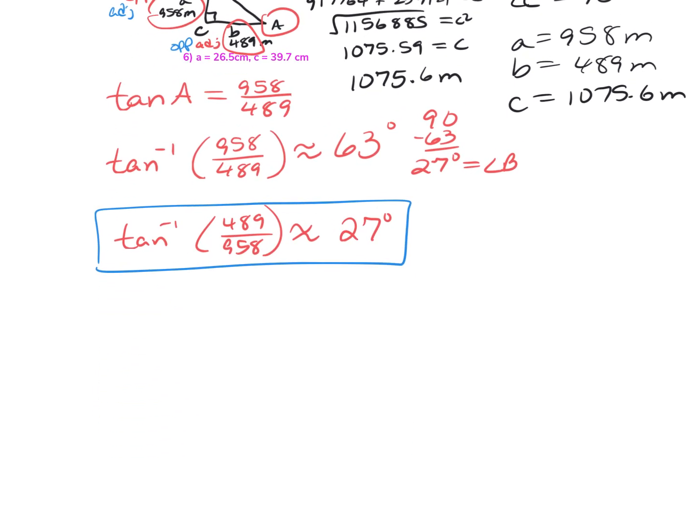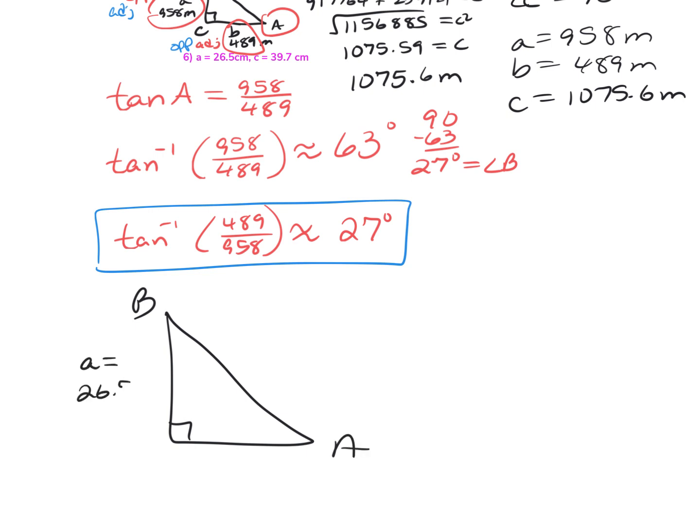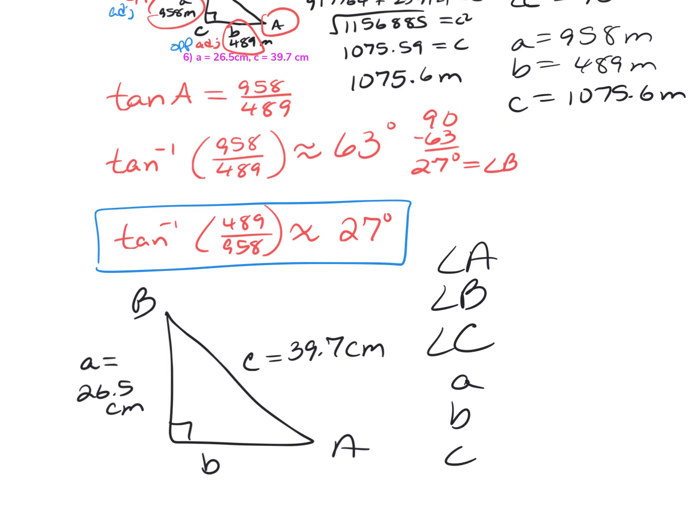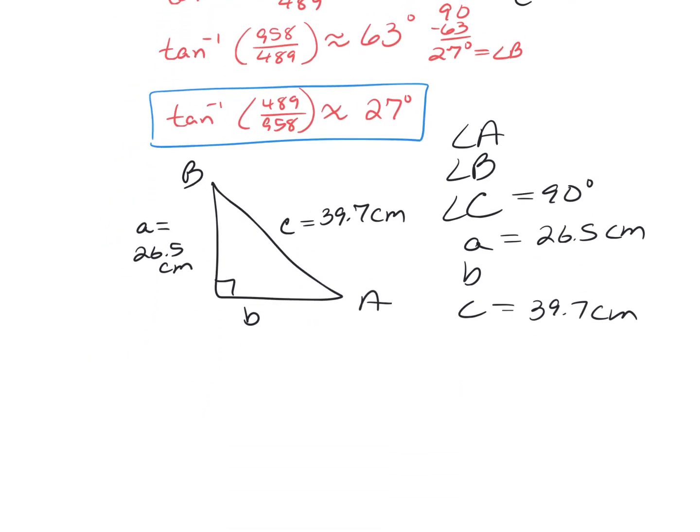So for number 6, let me draw the triangle. So I've given two sides again. So again, I could label. So I'm giving side A, 26.5. I'm giving C, the hypotenuse, 39.7. I don't know lowercase b, so I could do Pythagorean theorem to find lowercase b. And then A, B, C here, 26.5 centimeters, 39.7. And then I also know this is the 90 degrees.